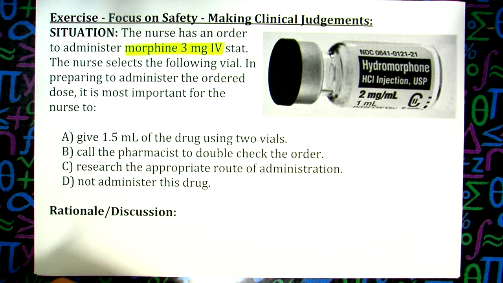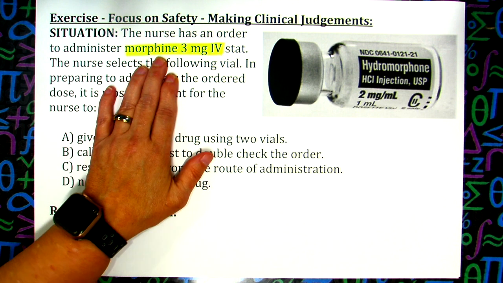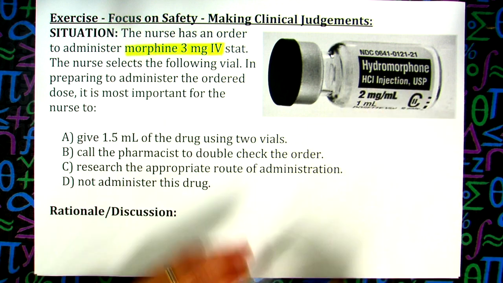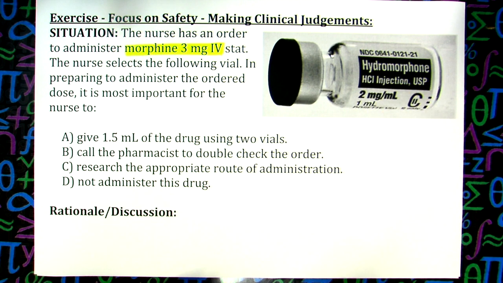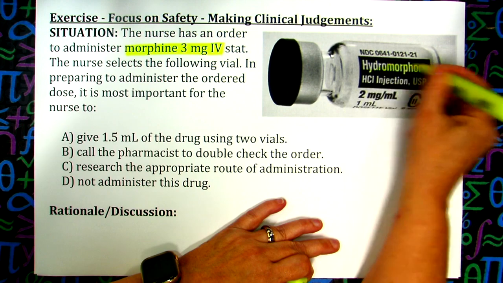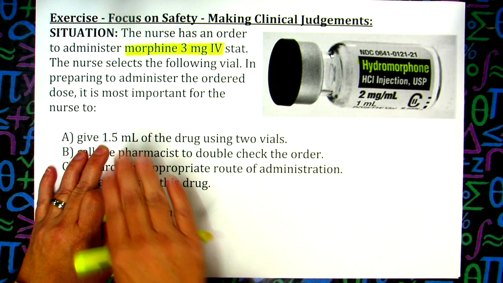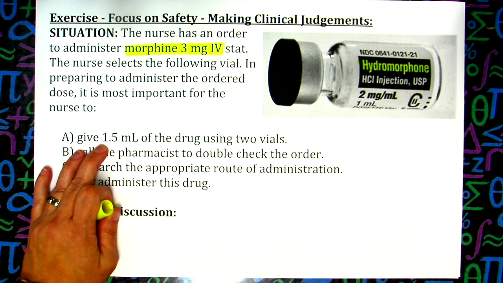All right, so yes, while it is important that you can do a calculation here, you can do some math, you can figure out what you would have to do, but really, in all honesty, the very first thing before you should even do any math whatsoever is make sure everything corresponds. The order is for morphine, but the vial that was grabbed does not say morphine. Yes, they are both opiates. They're in the same family, but it's not the same drug. So there's no reason for you to start doing math and try to figure out if A is right, because A is incorrect.